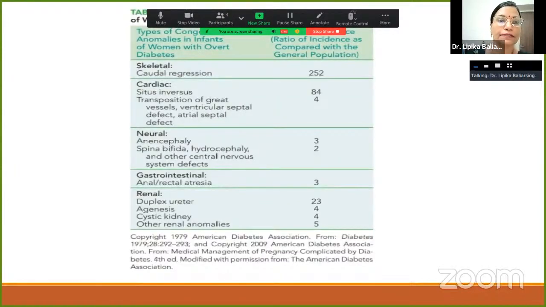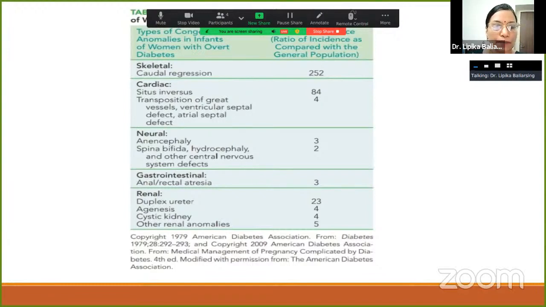Coming to the congenital anomalies in infants of women with overt diabetes, the skeletal manifestation is caudal regression. In the cardiac system, the child can develop situs inversus, which is more common. It can be TGA, VSD, ASD. And in the CNS, anencephaly is the most common, due to the diabetic state in the mother. Spina bifida, hydrocephaly, and other CNS defects can also take place. Anal and rectal atresia can also happen due to this state in the mother.